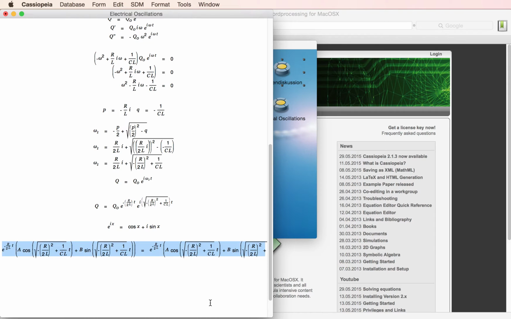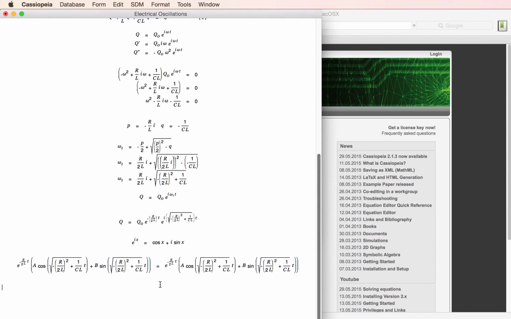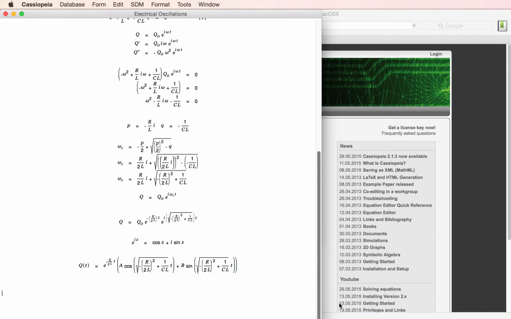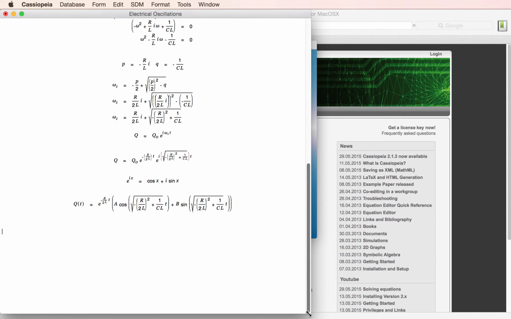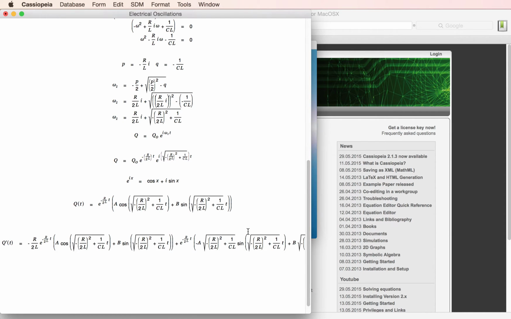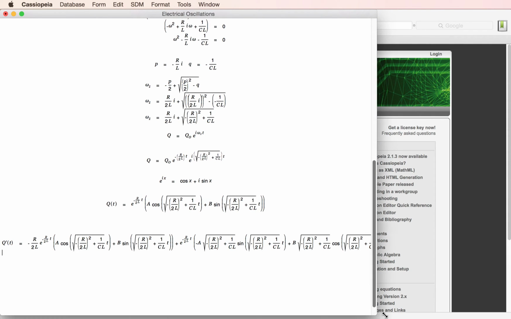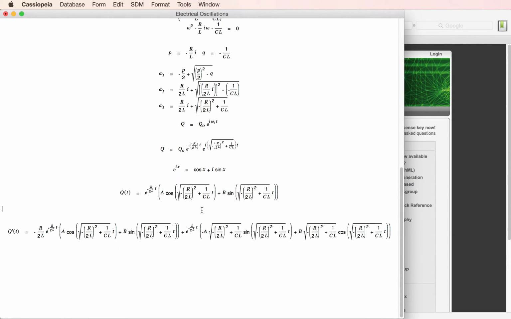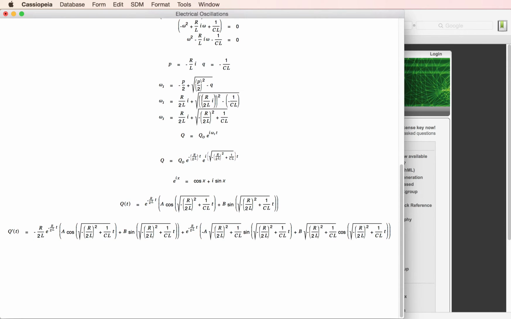Let's, oh, that's not what we had in mind. Q of t. Let's take the first derivative of this equation to get the current. Cassiopeia can do this for us. Oh, that gets nasty. Never mind. Luckily we did not have to do that by hand.